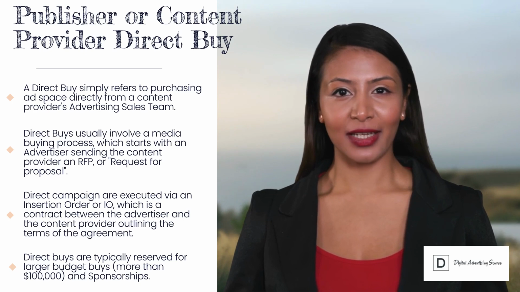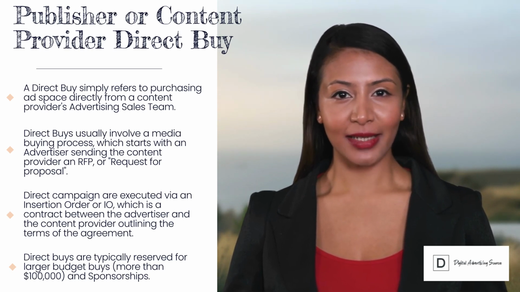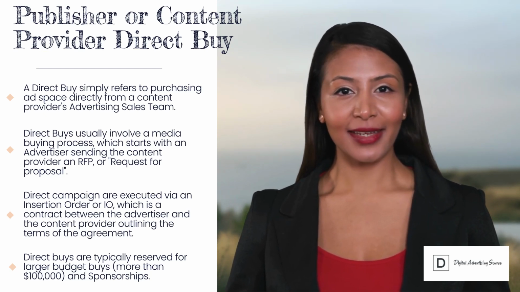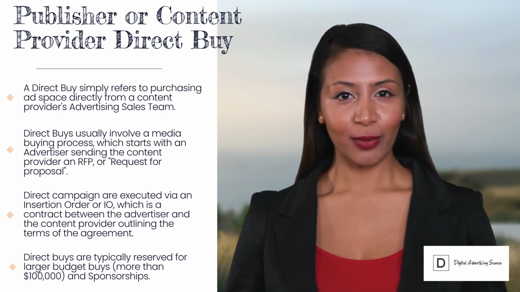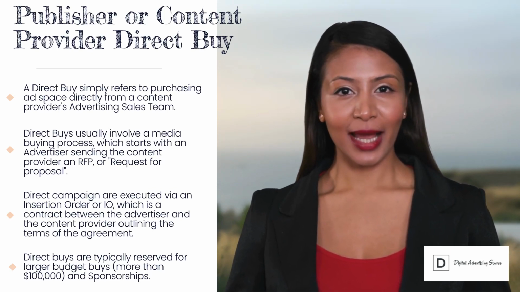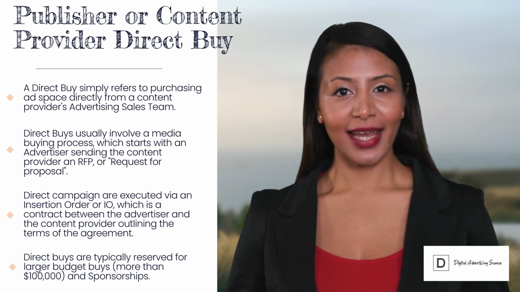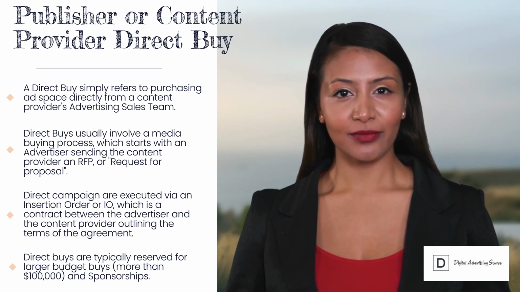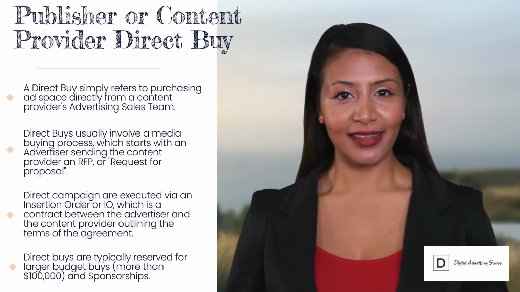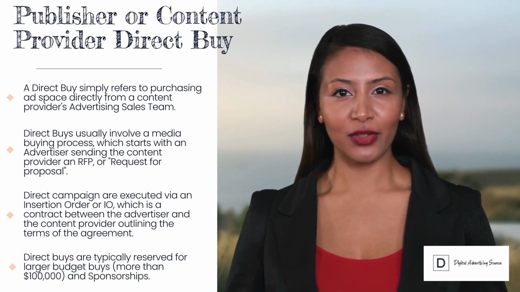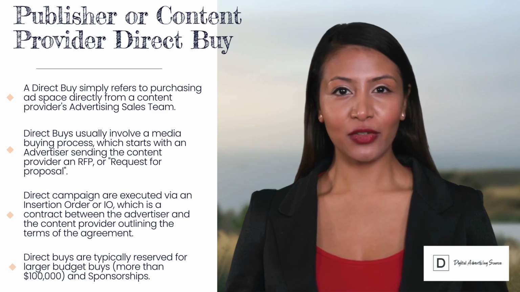Once the deal is sold, the campaign usually is executed by an insertion order or IO, which is a contract between the advertiser and the content provider outlining the terms of the agreement. Within the IO are typically payment terms which are agreed upon, and the content publisher, for example, will bill the client monthly for delivered inventory. Direct buys are typically reserved for larger budget buys, more than $100,000, and sponsorships. When you are buying digital advertising sponsorships for the Super Bowl, for example, it's typically done through a direct buy sponsorship.